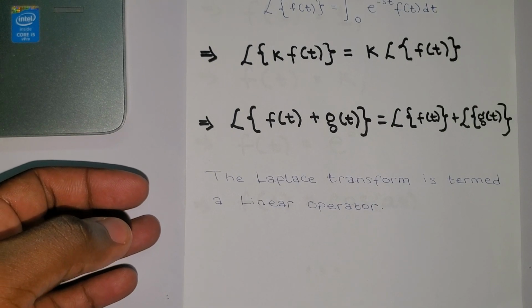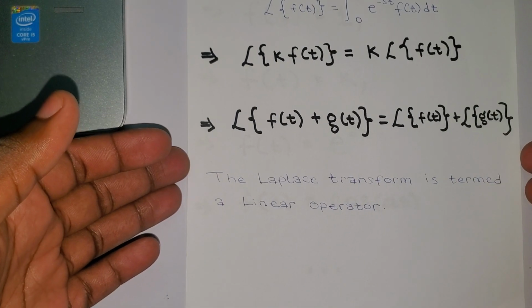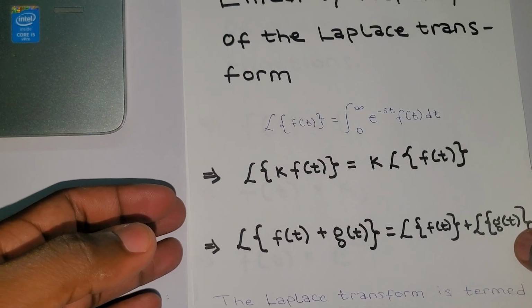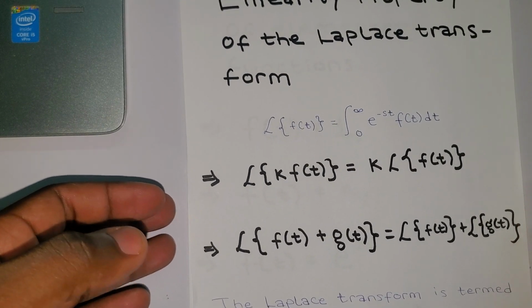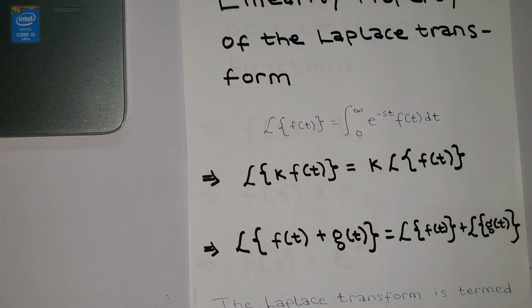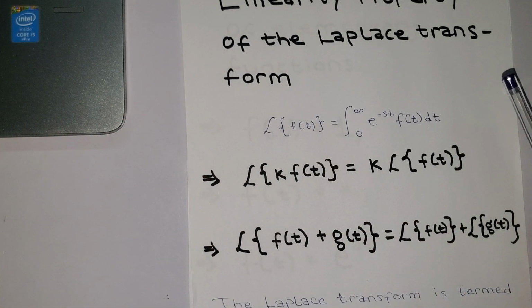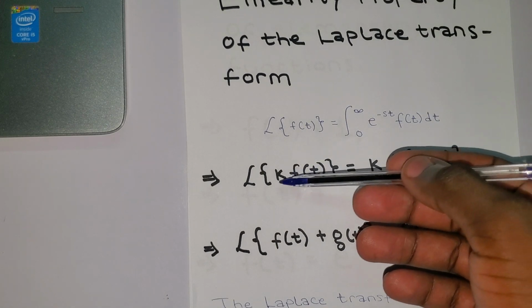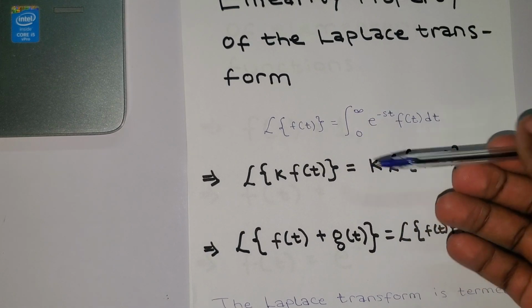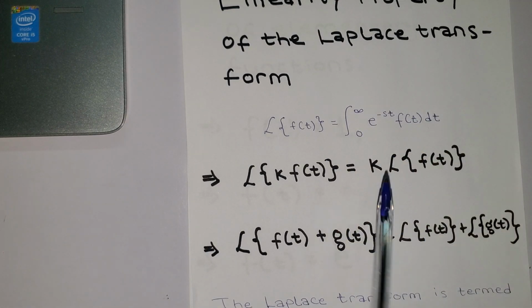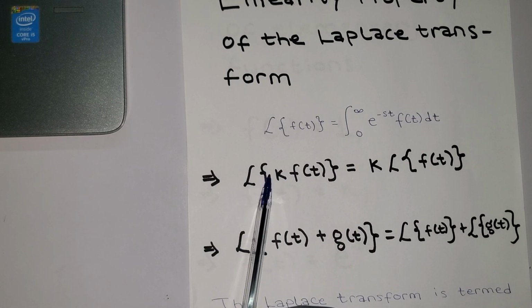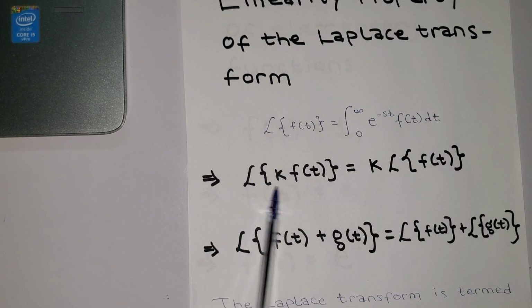A Laplace transform has some linearity properties, which we can discuss here. The Laplace transform, as we've discussed, is basically an integral, and we know that when we have a function being multiplied by a constant and then we are integrating, we can basically push the constant out of the integral. The same applies with the Laplace transform here.